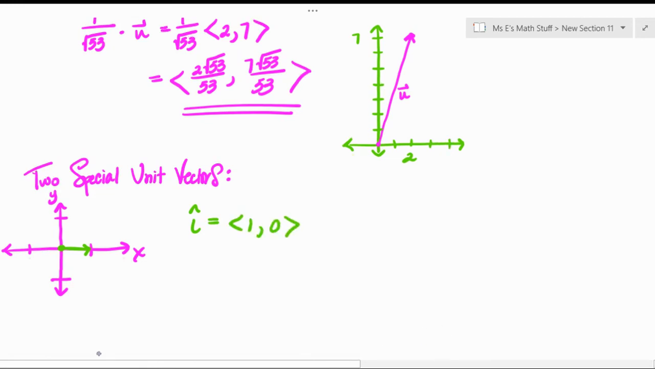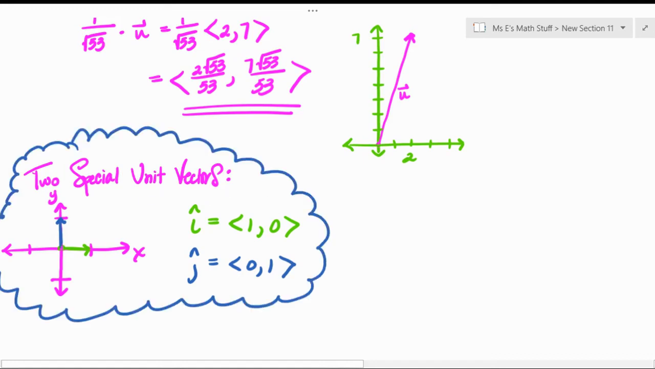And then this other special unit vector starts at the origin also and just goes for 1 unit in the positive y direction. And that, my friends, is the special unit vector j hat, and it has component form 0, 1. There you go. And if you were in a 3D system, then you'd have 3 special unit vectors. Wouldn't that be fun? Anyway, but we're not right now. We're just in 2. So take a moment and commit i hat and j hat to memory.